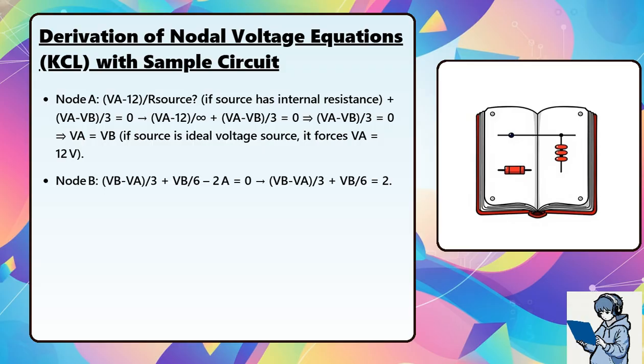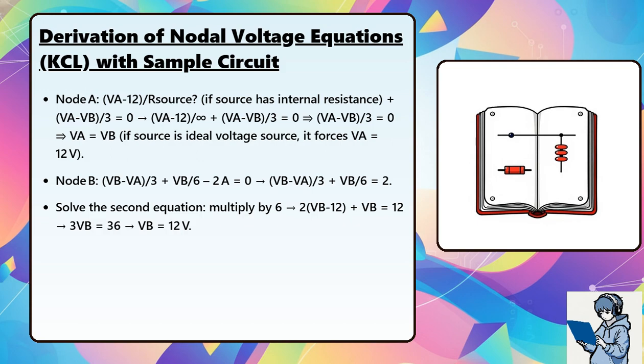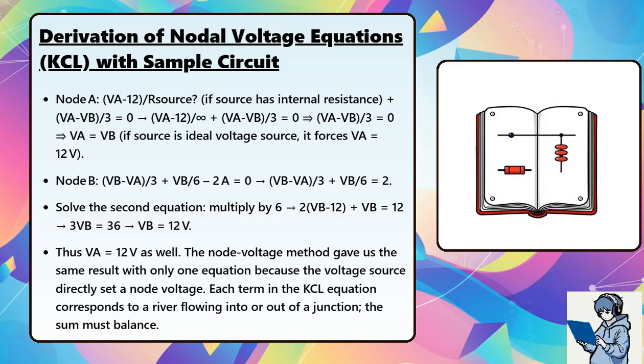Node B: voltage B minus voltage A divided by 3 plus voltage B divided by 6 minus 2 amperes equals 0, which simplifies to voltage B minus voltage A divided by 3 plus voltage B divided by 6 equals 2. Solve the second equation: multiply by 6, giving 2 times voltage B minus 12 plus voltage B equals 12. This simplifies to 3 times voltage B equals 36, so voltage B equals 12 volts. Thus voltage A equals 12 volts as well.